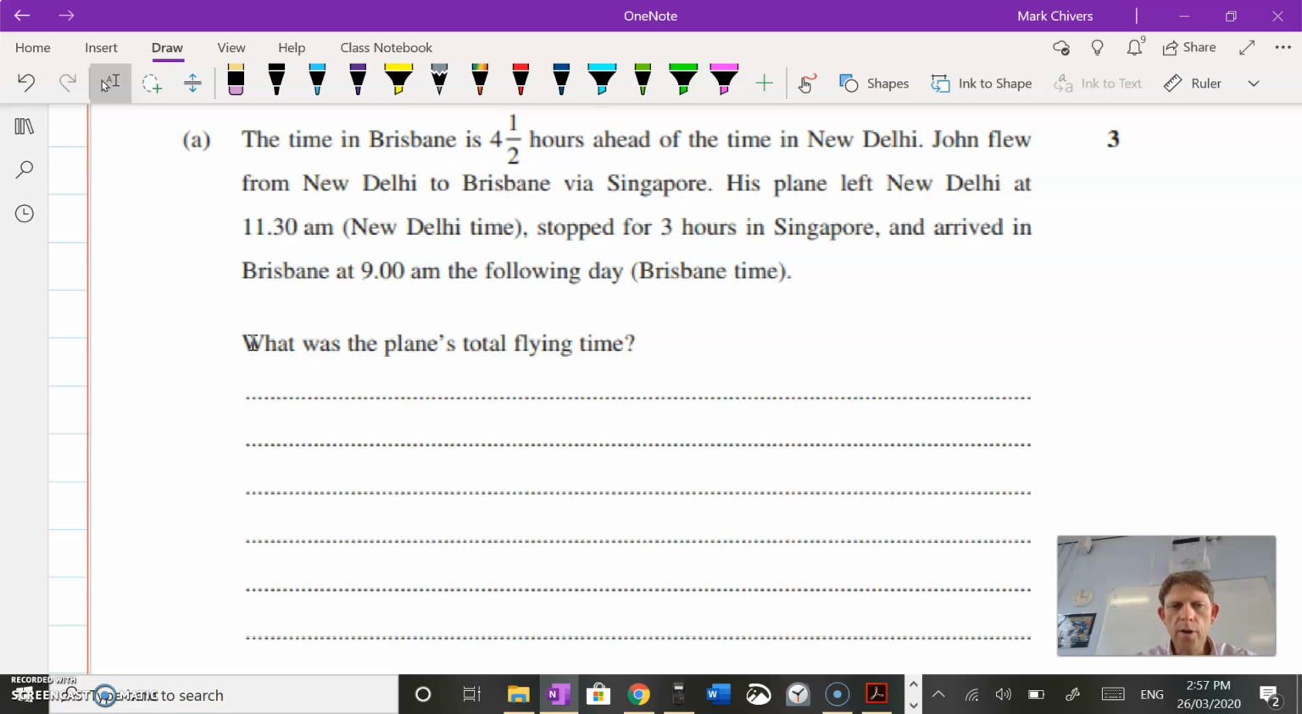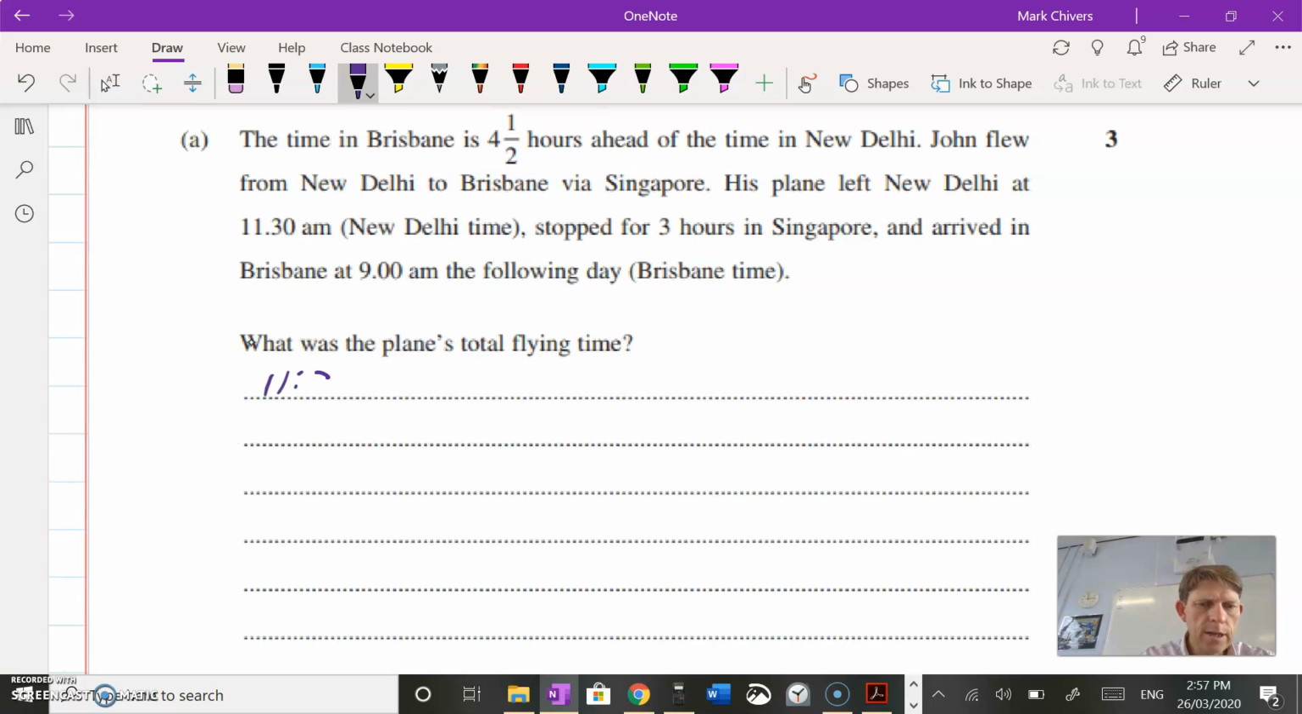And we've got John flying from New Delhi to Brisbane via Singapore. He left at 11:30 AM, stopped along the way in Singapore for 3 hours, and then arrived at Brisbane at 9 o'clock the following day. So first things first, let's figure out what time it is in Brisbane when it's 11:30 in New Delhi. So 11:30 in New Delhi plus 4 hours and 30 minutes is going to give us the Brisbane time.